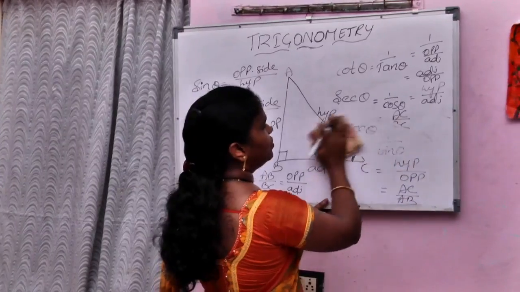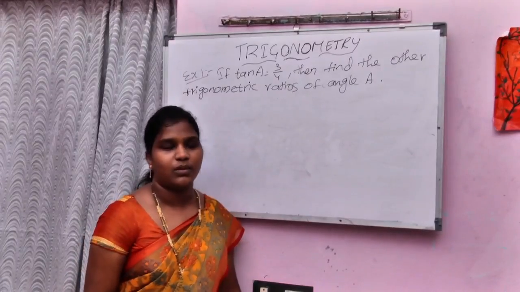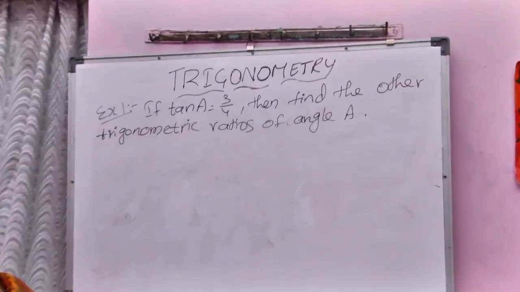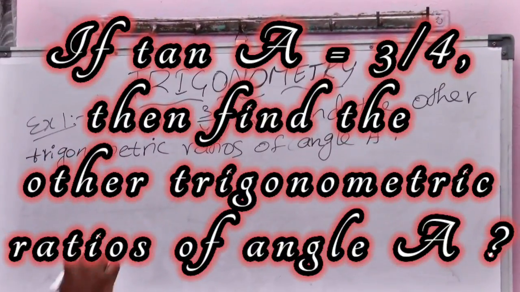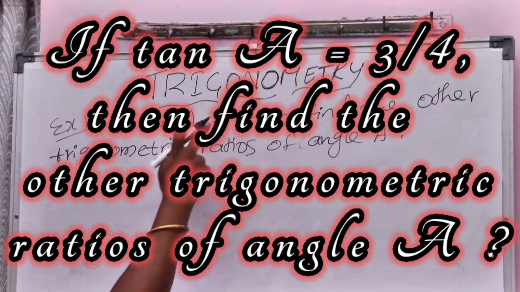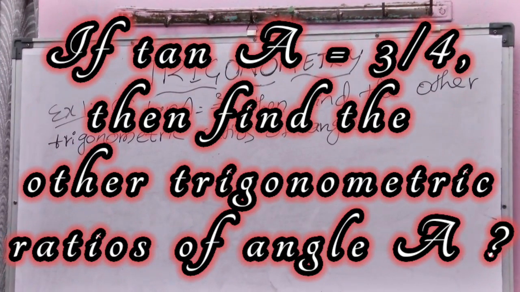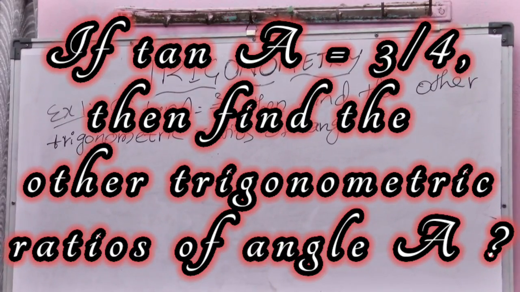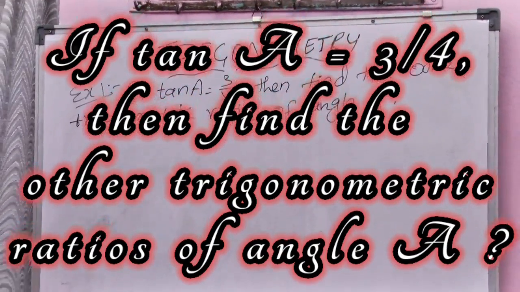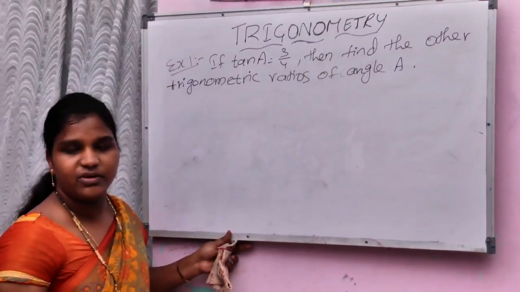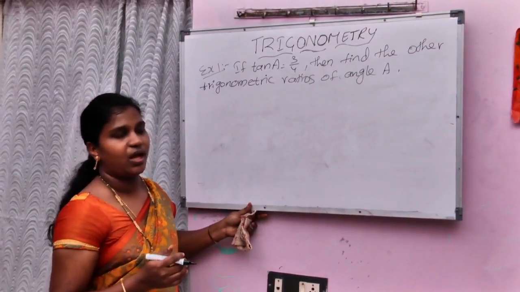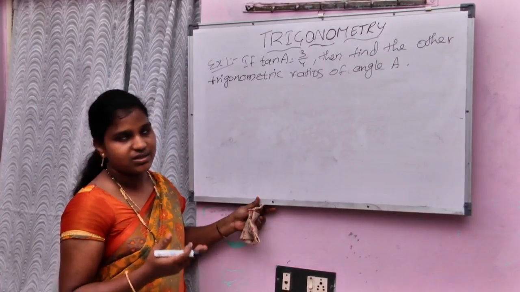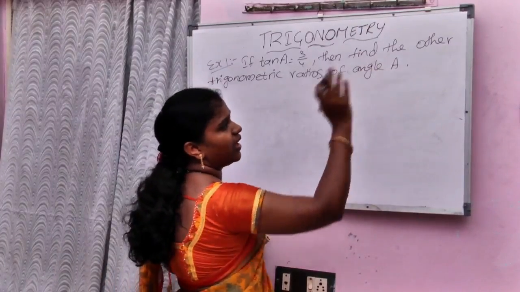Now let us go to some examples. Let us find some trigonometric ratios through problems. See the first question, example 1. If tan A is given as 3 by 4, we have to find the other trigonometric ratios. The acute angle is considered here as A. I told you already, in the question itself the acute angle will be given. If not, we have to mention it. In the question itself it is considered as the acute angle at A.